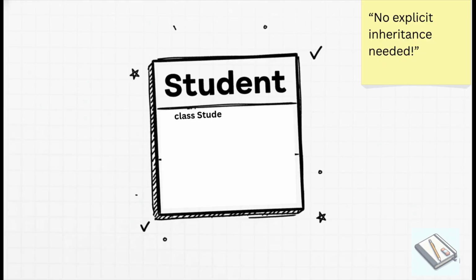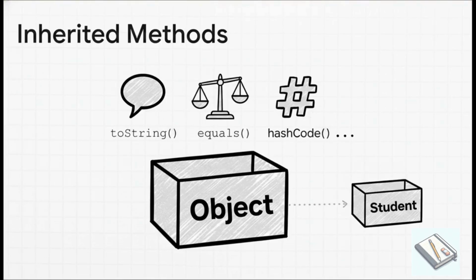Let's make this real with a super simple example. Here's a Student class. It's about as basic as it gets. It just has a name and a constructor to set that name. And notice, we haven't told it to extend anything at all. And yet, just because it's a Java class, our simple Student class instantly has access to all of these powerful methods. We didn't write them, but they're there, ready to go. So let's take a closer look at a few of the most important ones and see what they actually do.